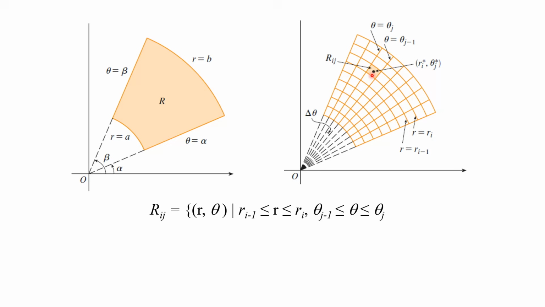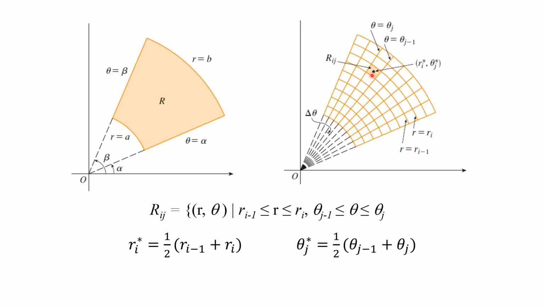And if we are going to convert this, the region has the polar coordinates, where you have here r sub i star, which is equal to one half of r sub i minus 1 plus r sub i, and our theta star would be equal to one half of theta sub j minus 1 plus theta sub j.